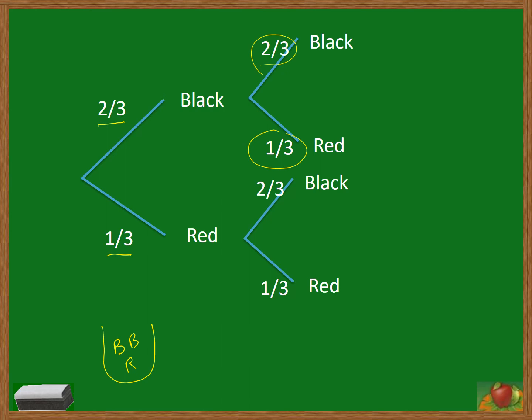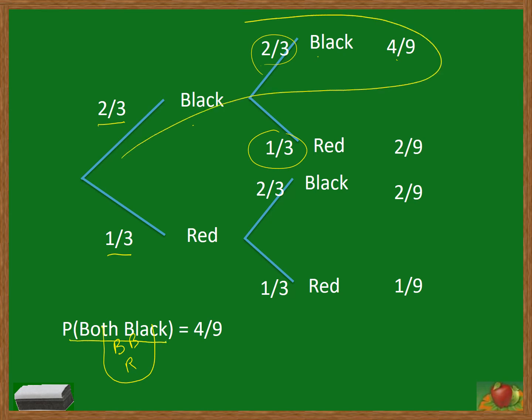So I can find the probability of black black by multiplying the 2/3 times 2/3. Black red by multiplying 2/3 times 1/3 to get 2/9. 1/3 times 2/3 for red black. And then 1/3 times 1/3 for red red. So I've drawn my little jar here, but the probability that both are black only happens on this branch. So that would be 4/9.